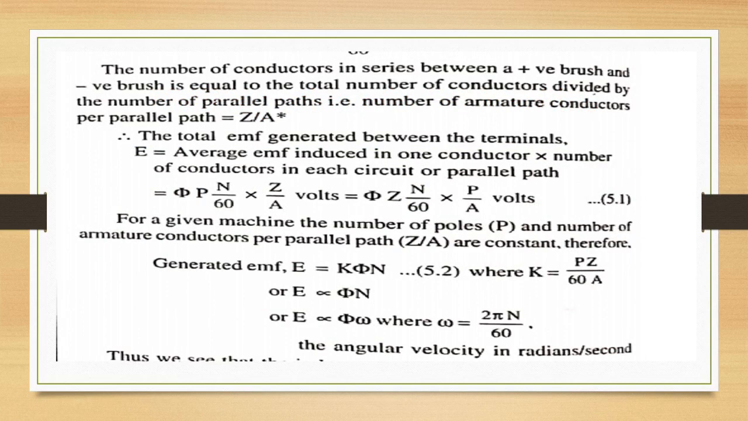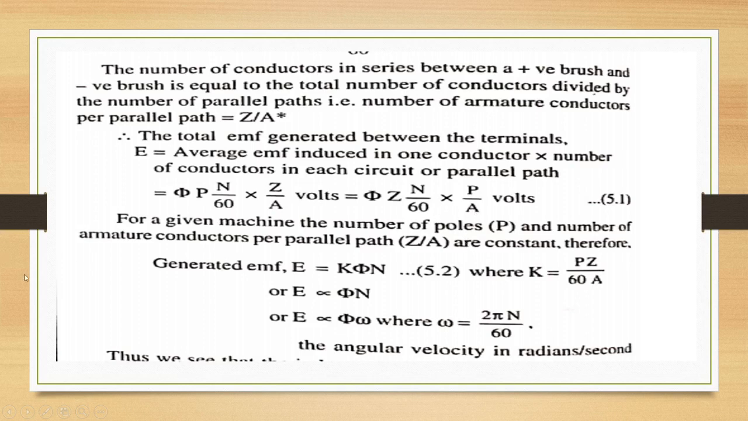The number of conductors in series between a positive brush and a negative brush is equal to the total number of conductors divided by the number of parallel paths, that is the number of armature conductors per parallel path is equal to Z by A. Therefore, total EMF generated between the terminals E will be equal to the average EMF induced in one conductor times the number of conductors in each parallel path, that is Pφ × n/60, which we have got previously, multiplied by Z/A gives the total EMF generated between the terminals. This same equation I can write as φZn/60 × P/A, or PφZn/60A.